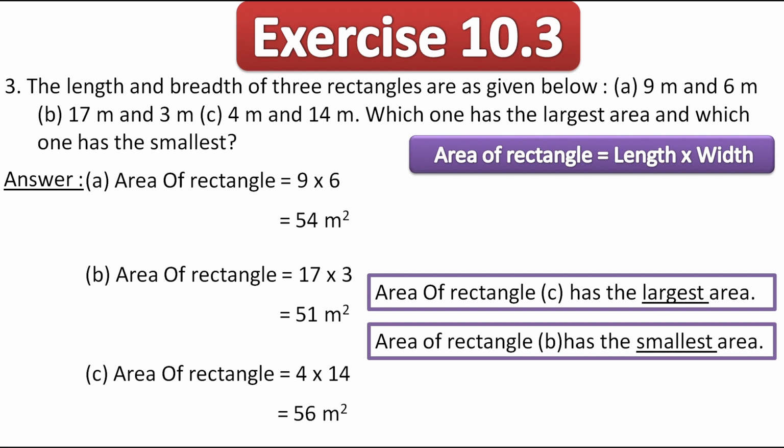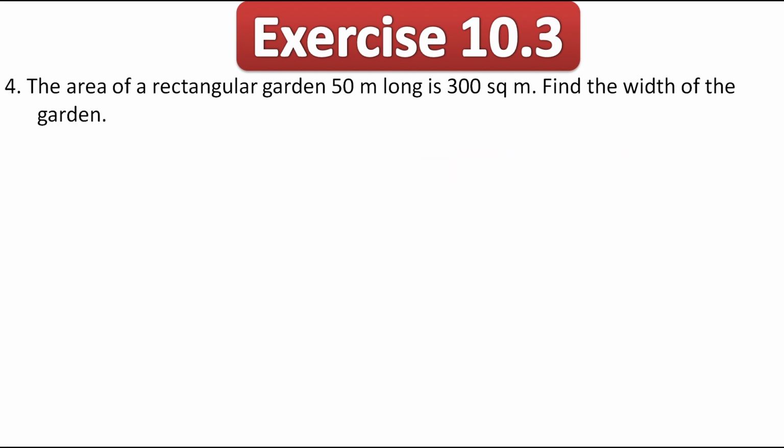Now let's move to the next question, that is the fourth one. The area of a rectangular garden. There is a rectangular garden having length 50 meter and area 300 square meter. Find the width of the garden.